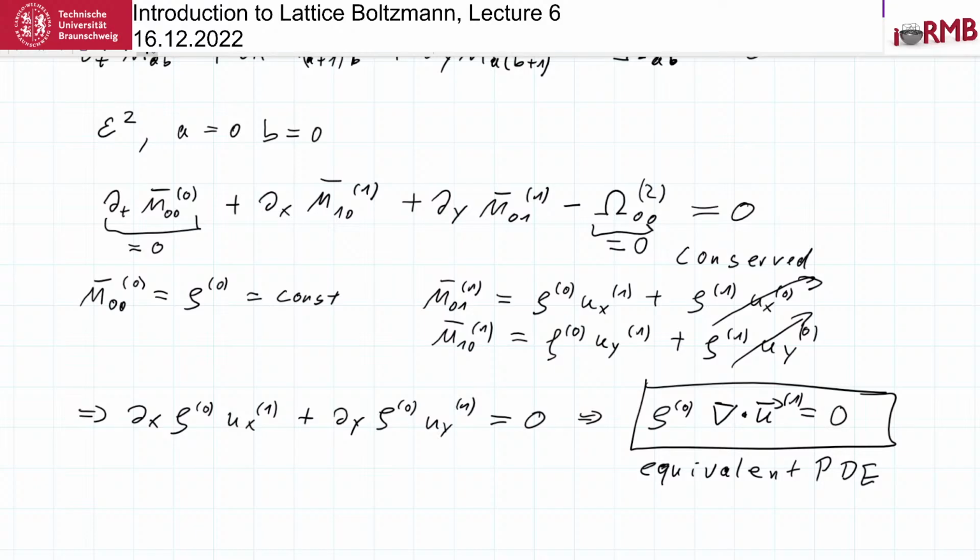What's wrong? The indices for the moments are swapped. So 0, 1. Okay, they are swapped. Yes, you're right. Thank you for helping.